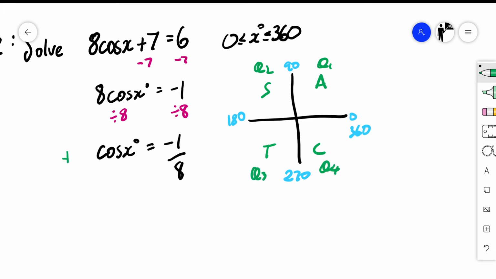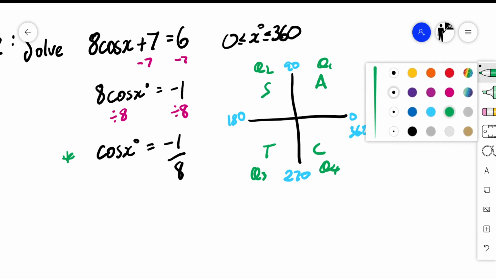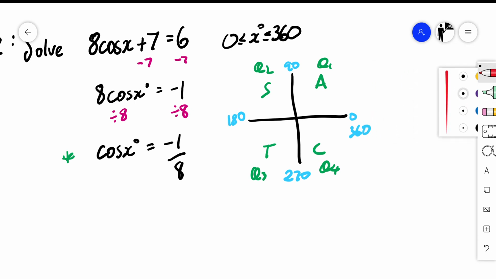Let's have a look at our equation. Here it is. Cos x is equal to -1/8. Cos is a negative number. Where is cos negative? Well, cos is positive here and here, because they're all positive in quadrant 1 and cos is positive in quadrant 4. Therefore, if it's positive in 1 and 4, it's negative in quadrants 2 and 3.